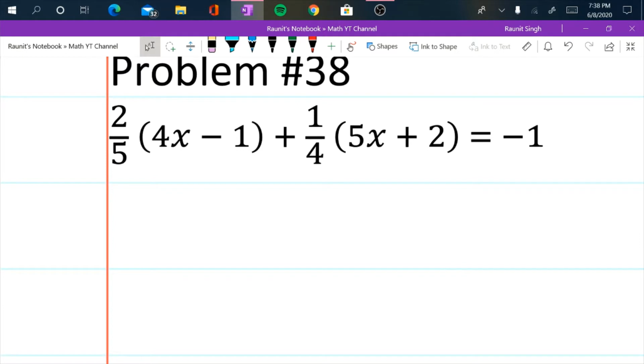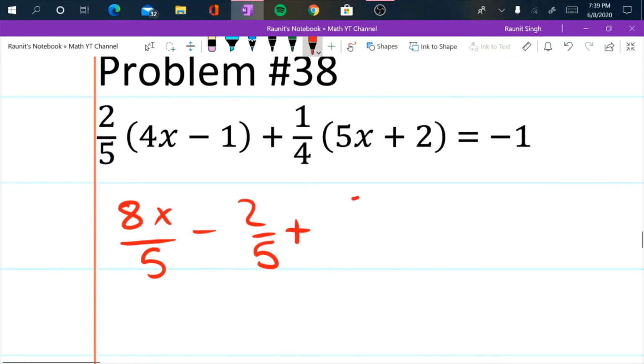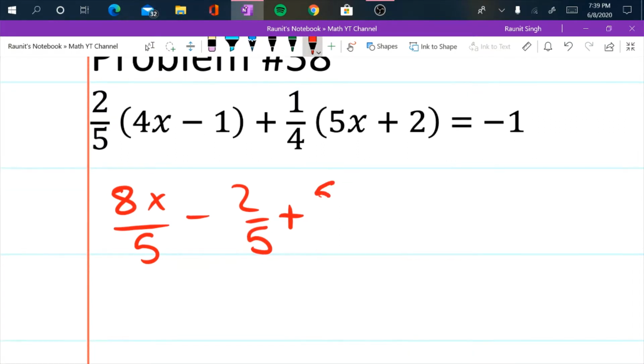So problem number 38. 2 over 5 times 4x minus 1 plus 1/4 times 5x plus 2 is equal to negative 1. So we're going to use the distributive property first. And then we're going to get, so 2/5 times 4x, just multiply it with the numerator, you get 8x over 5 minus 2/5 plus, no, it wouldn't be 1, it would be 5/4, right? Yeah, 5/4 x plus 2 is equal to negative 1.